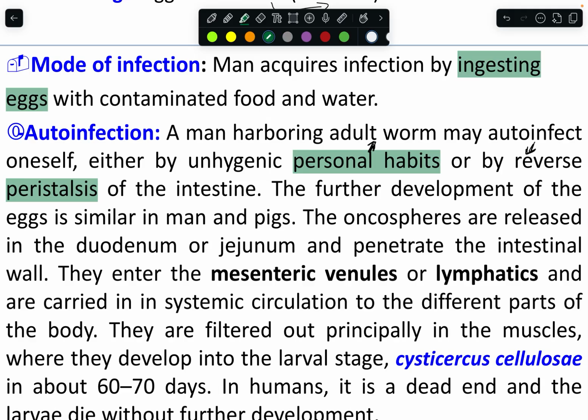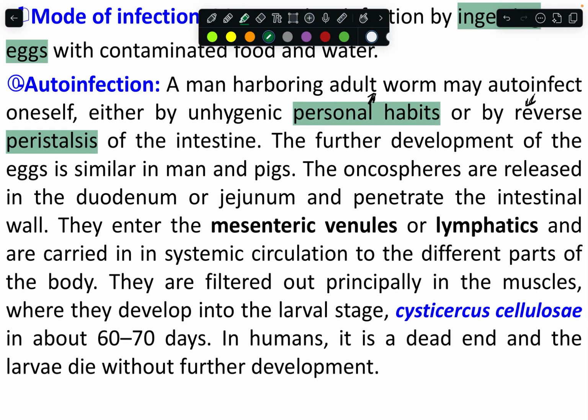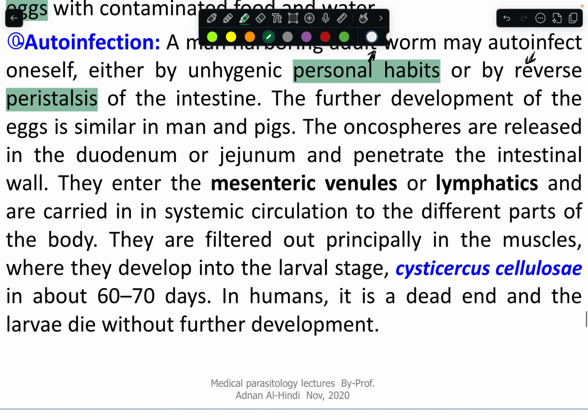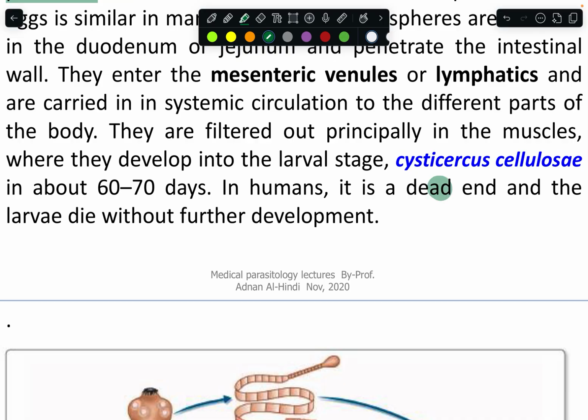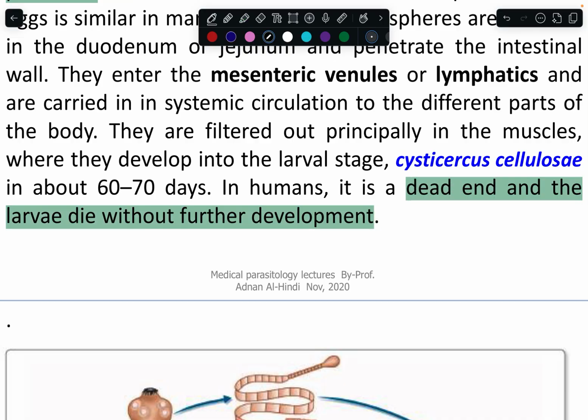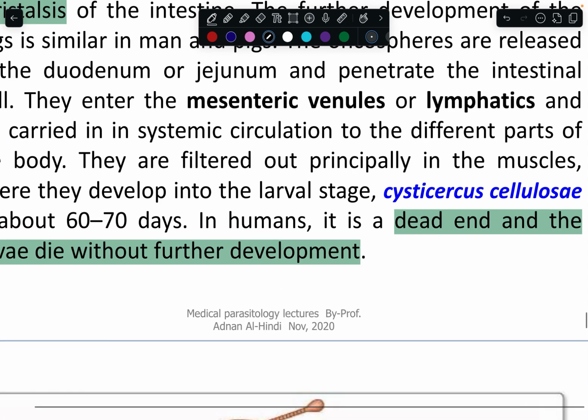The further development of the eggs is similar in man and pigs. The oncospheres are released in the duodenum or jejunum and penetrate the intestinal wall. They enter the mesenteric venules or lymphatics and are carried in the systemic circulation to different parts of the body. They are filtered out principally in the muscles where they develop into the larval stage, Cysticercus cellulosae, in about 60 to 70 days in humans. It is a dead end and the larvae die without further development. So this here is the difference between Cysticercus bovis and Cysticercus cellulosae.